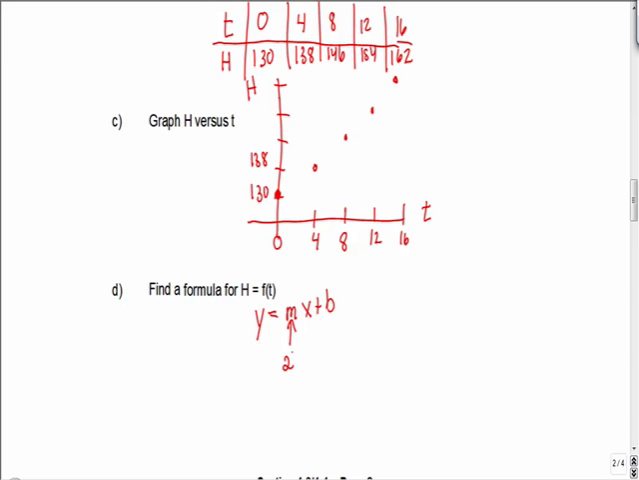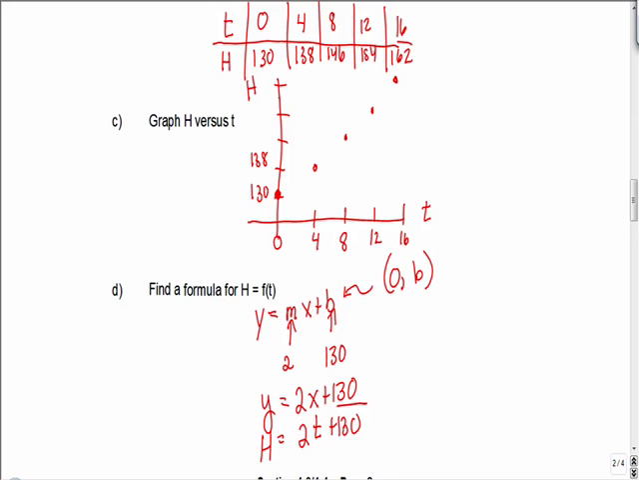And b remembers the y-intercept, and remember, the y-intercept is the point 0, comma b, and so notice if I look at my data, I have the point 0, comma 130. So the b is 130. So I then would have y equals 2x plus 130. And then if I use the right letters of the alphabet, I'd have h is 2t plus 130. And there's the answer.